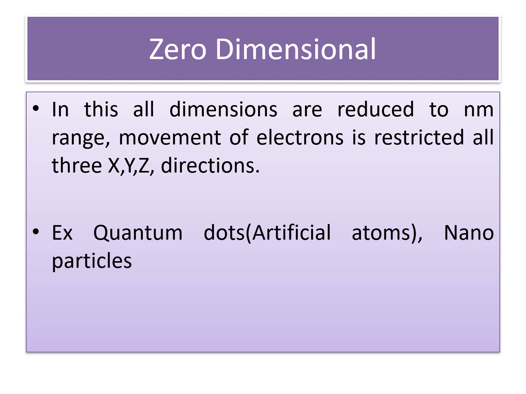So here, 0 dimensional means what? 0 dimensional means particles have 3 dimensions, that is x, y, and z, and all the x, y, and z dimensions are reduced to the nanometer range. They will all be less than 100 nanometers. So here the movement of electrons is restricted in all directions, for example quantum dots.